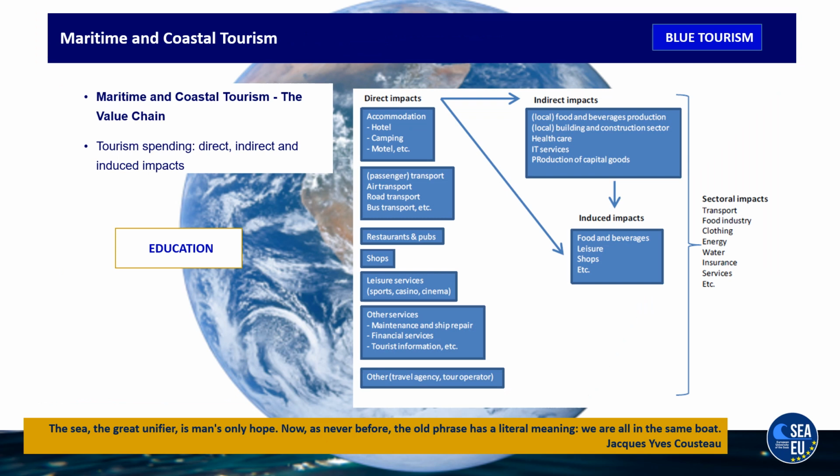So there are three impacts of maritime and coastal tourism, and those are direct, indirect, and induced impacts. These impacts and the structure of the tourism sector determine the sector's economic impact on a country. So, the direct impact is the actual expenditure by the tourists. So, we have accommodation, transport, restaurants, pubs, shops, leisure services, and others. And the indirect or secondary impact is what happens as the money flows through the economy.